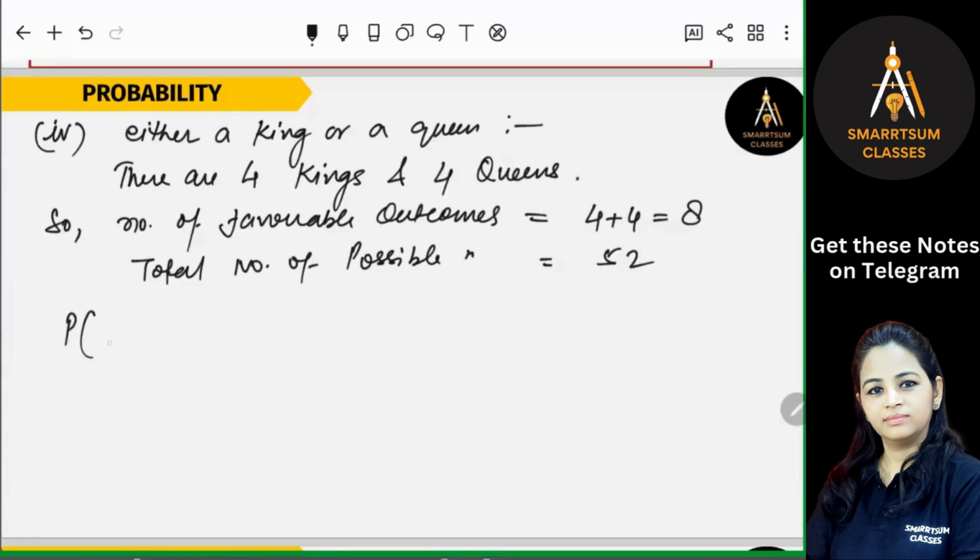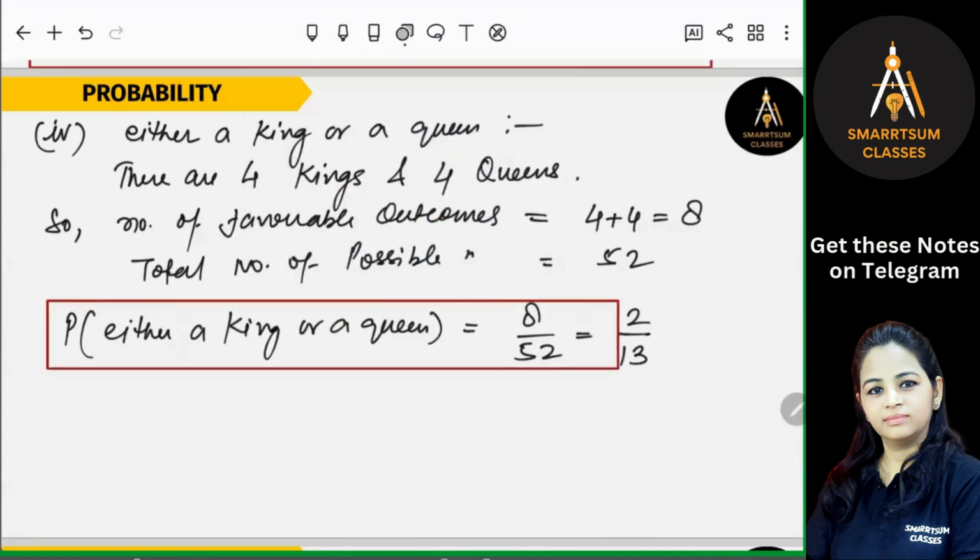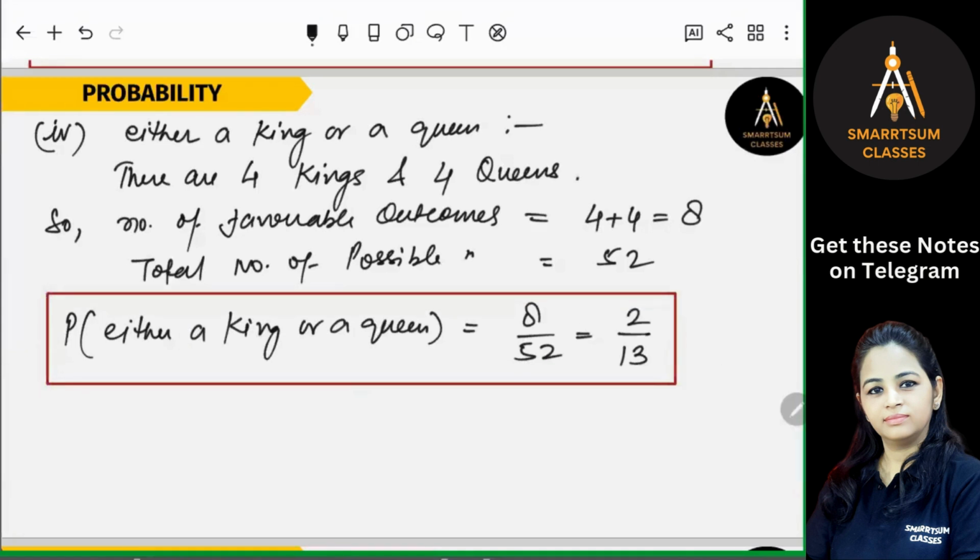So what is the probability that you're getting either a king or a queen? This will be equal to the number of favorable outcomes divided by the number of possible outcomes. That is 8 upon 52, right? Now we can convert this into the simplest fraction. So this is 2 upon 13. So in this way, we have got the probability that when we draw a random card, you're getting either a king or a queen. That will be 2 upon 13. Is that clear? So we simply find the total number of favorable outcomes for this event to happen divided by the total number of possible outcomes, which is 52, and that's how you're getting 2 by 13.